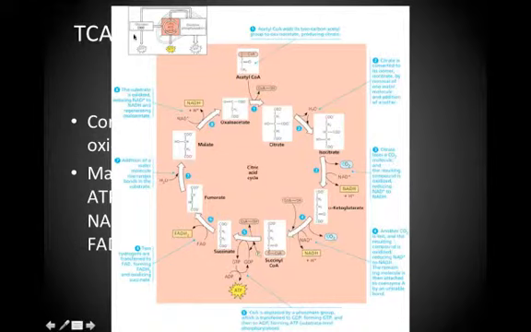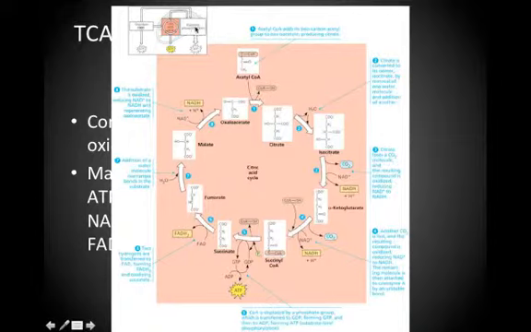And remember where the cycle happens. Glycolysis happens in the cytosol. The TCA cycle happens in the mitochondrial matrix. It's very important. Where do you think the products of this are going to go? Well, the ATP is going to be used directly for cellular work. The NADH and FADH2, you guessed it, where are they going? Yes, they're going to the electron transport chain.